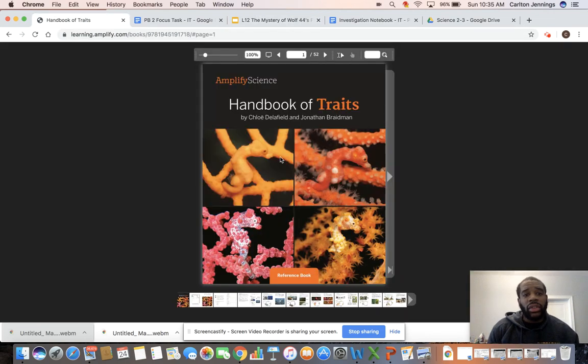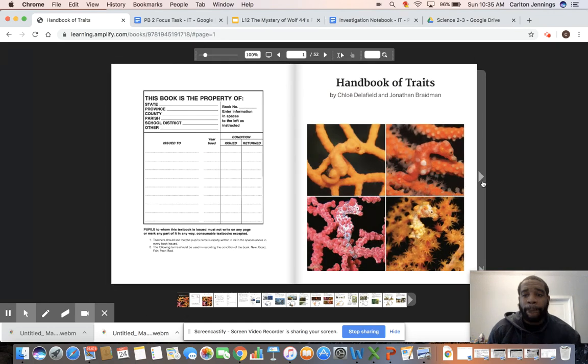Moving on, we're going to go to the Handbook of Traits and see what information we can use to understand more about different animals and how they inherit different traits.